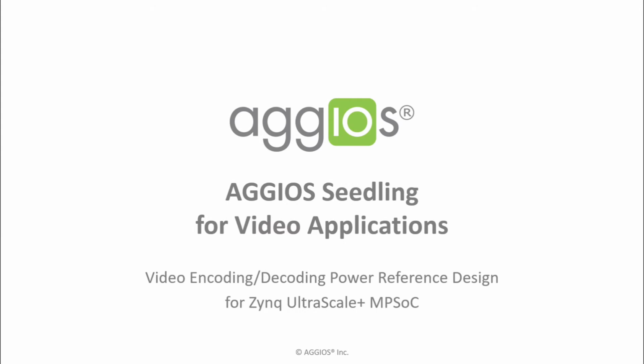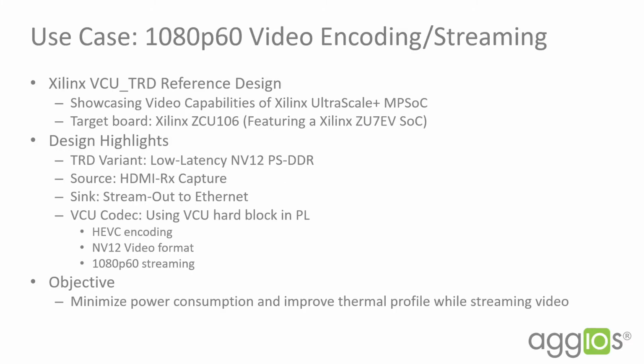Hello! In this video I'd like to show you how to use the Energy Lab tool and the Seed firmware to optimize power on a video processing application. The use case we're looking at is the Xilinx ZCU TRD reference design, which showcases video capabilities of the Xilinx UltraScale MPSoC on a ZCU106 board. The objective is to minimize power consumption and improve the thermal profile while streaming 1080p video.